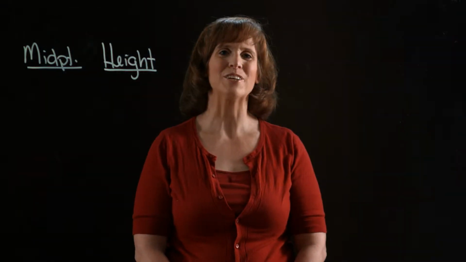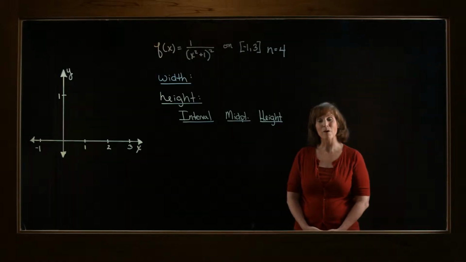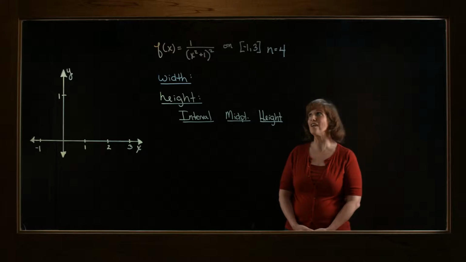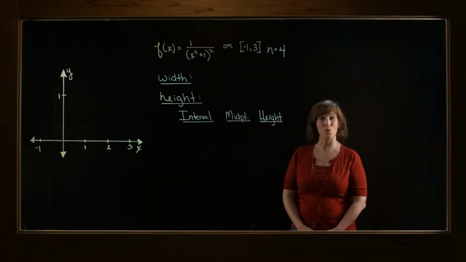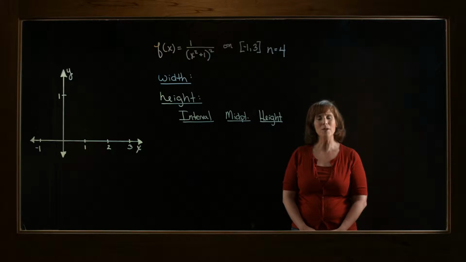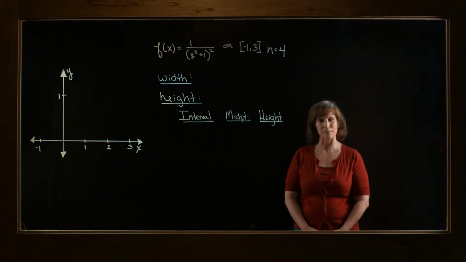Hi, I'm Cheryl Leach. In this problem, we're going to be approximating the area under the curve 1 divided by the quantity x squared plus 1 squared on the interval from -1 to 3 using 4 rectangles. We're going to be using the midpoint rule to do this.